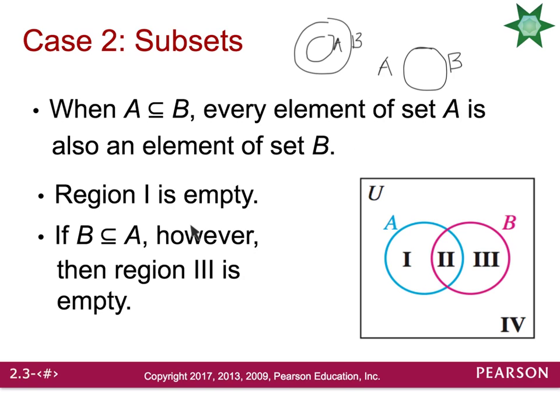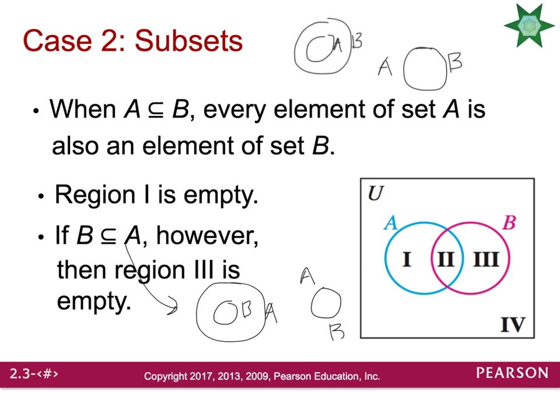But we would say that region 1 would be empty. In other words, there's nothing in A that's not in B, right? So we would not have anything in region 1. Okay. And then if we had the opposite, where B was a subset of A, okay, so let's put that down here. Now we would have B inside of A completely, or we'd have them be the same set.